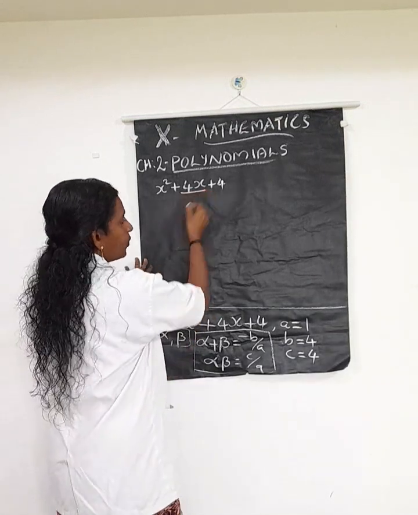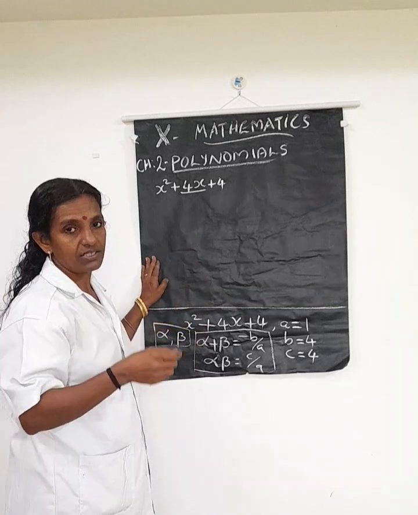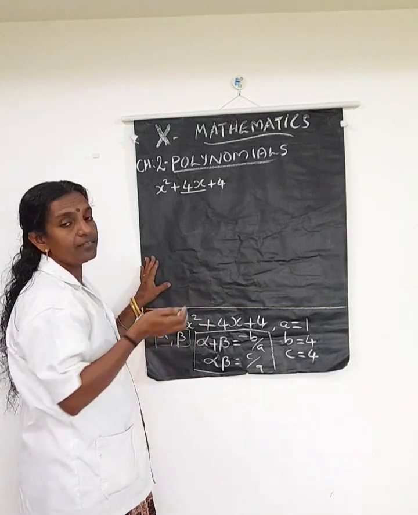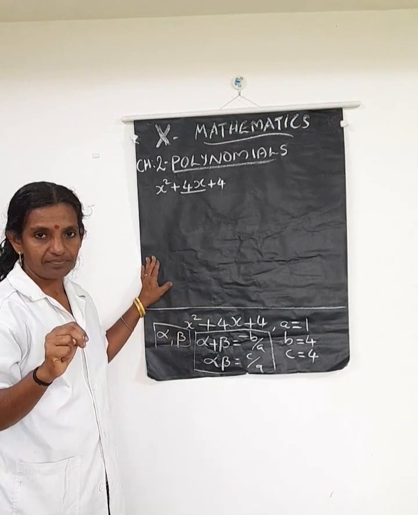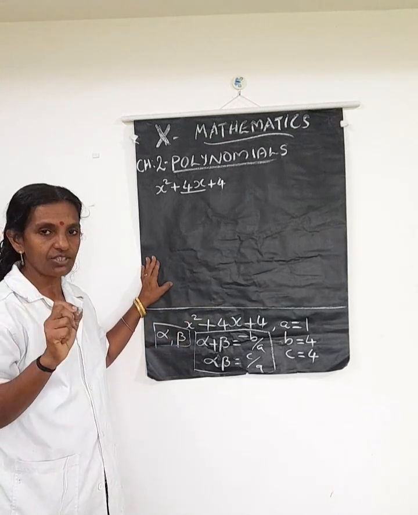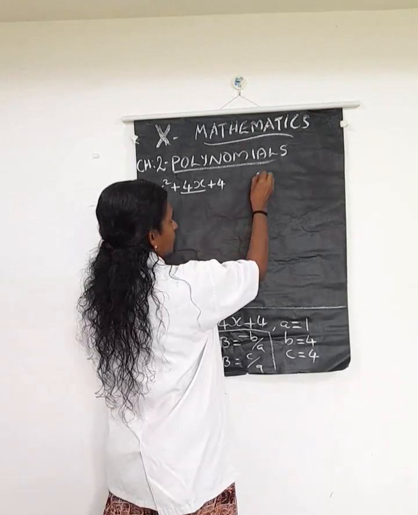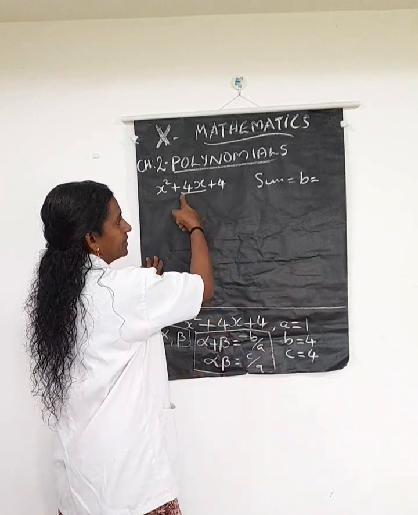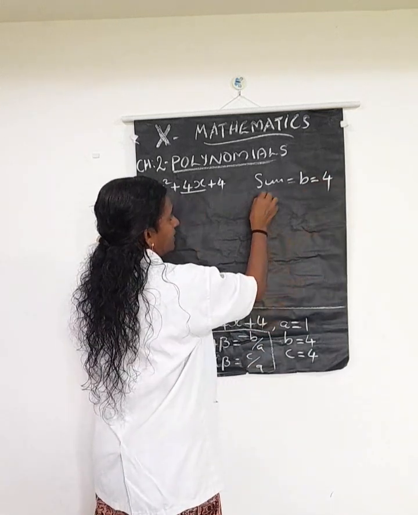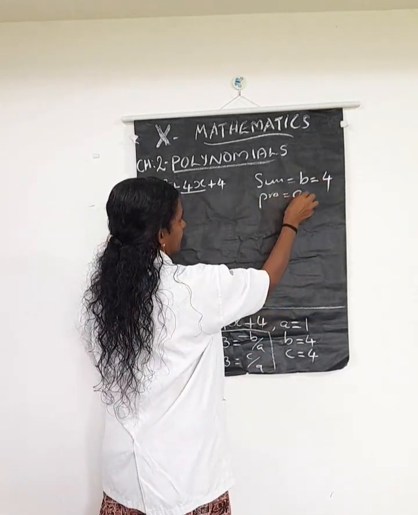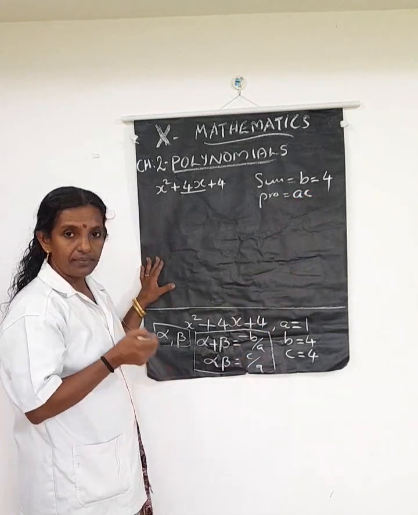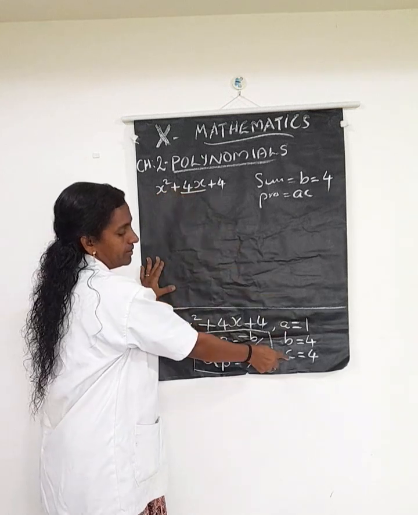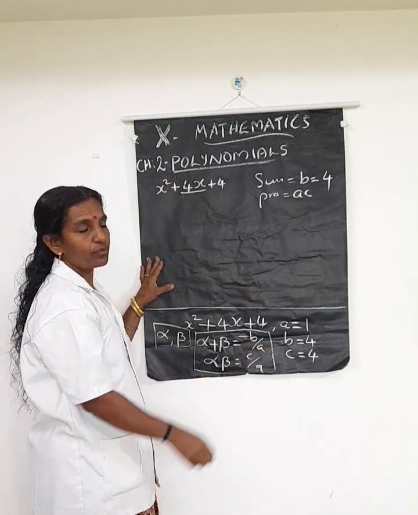Now, how to split the middle term? The middle term is 4x. This term we are splitting into two terms. The idea, here we are selecting two numbers such that their sum is equal to b. What is b? b is 4. And their product is AC. Sum is b and product is AC. Here the values of a and c are given: 1 into 4, 4.